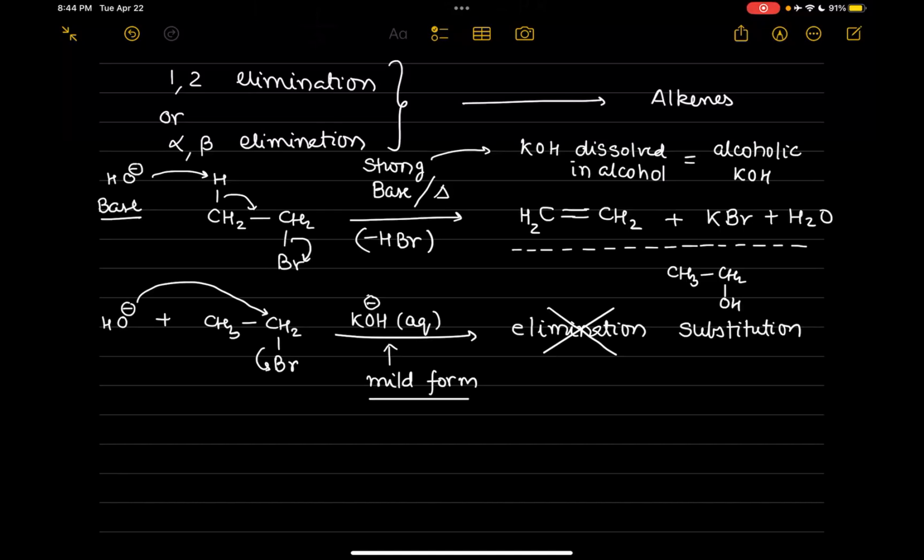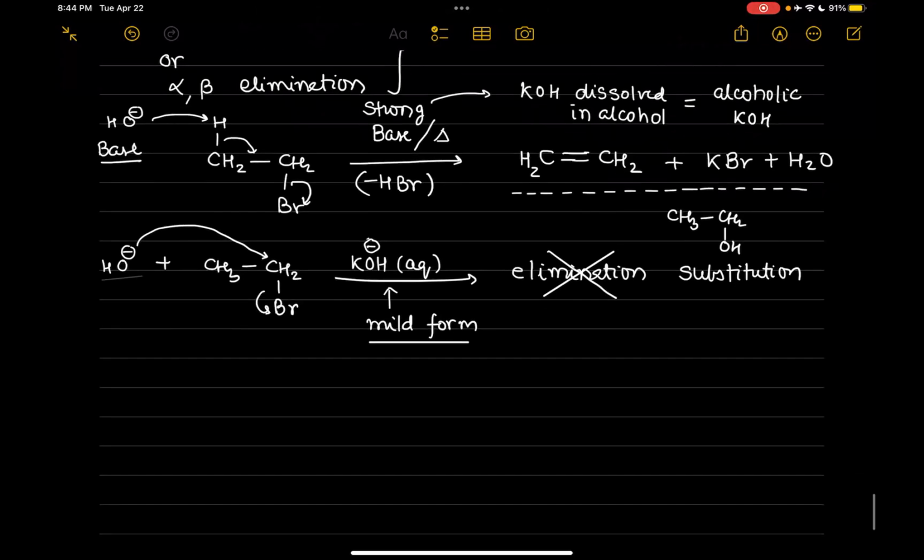Zainab, Jasleen, Ibrahim, tell me. Yes, sir. And what happens if you mix the KOH or the base with alcohol? It becomes very strong, because alcohol doesn't cause much hydrogen bonding. So KOH becomes very strong, and it causes the two groups H and Br to be removed and a double bond to be formed.